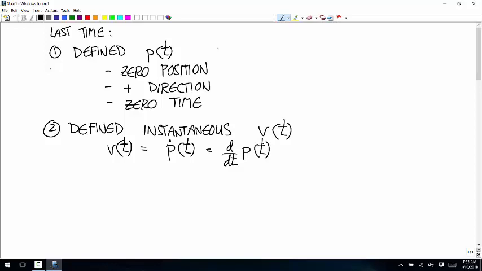Can position be any sign, or does it have to be positive? Any sign, and the sign tells you which side of the zero it's located on. Can velocity be positive or negative? And what does its sign tell you? Which direction it's moving, that's right. Okay, so now we're going to define the instantaneous acceleration.